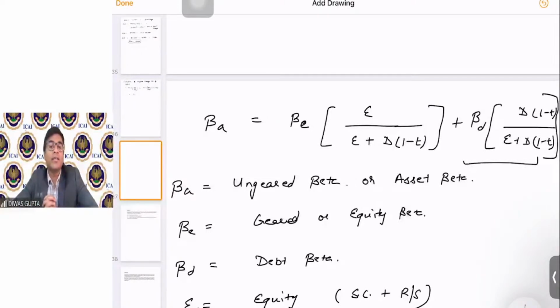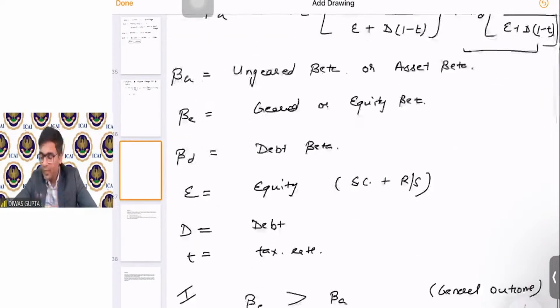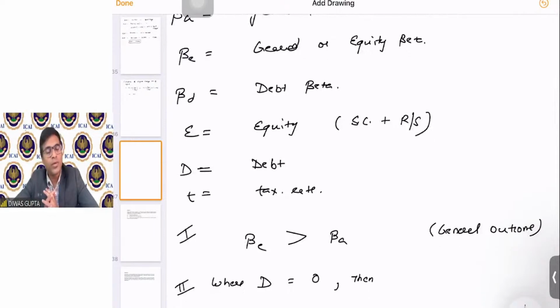Now, since WACC, you see overall cost of capital in WACC is an outcome of two things, right? One is the cost of equity and cost of debt, and second is the proportion of debt and proportion of equity. Similar way here also, the beta of equity and beta of debt is taken, and the proportion of equity and proportion of debt post tax is also taken. Now, the overall asset beta is called as ungeared beta or asset beta. The beta of equity itself is called as geared beta or equity beta. Debt beta is again debt beta only. And debt, as we said, we will always have to take post tax.